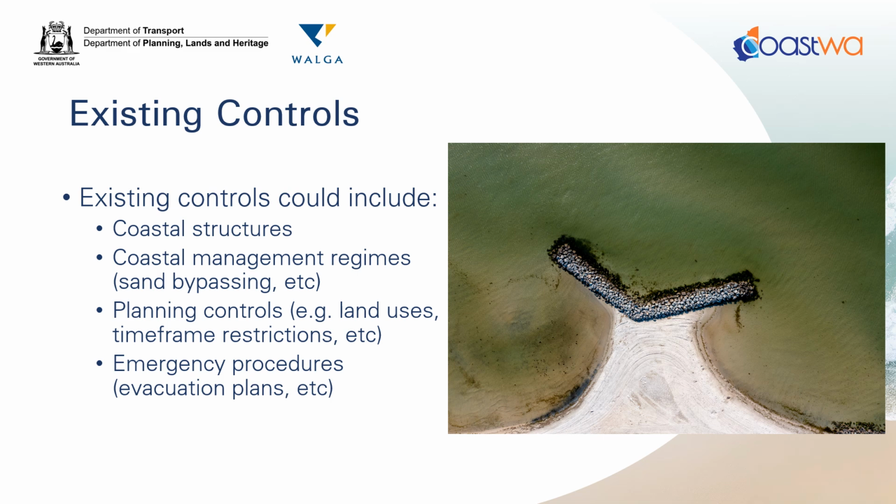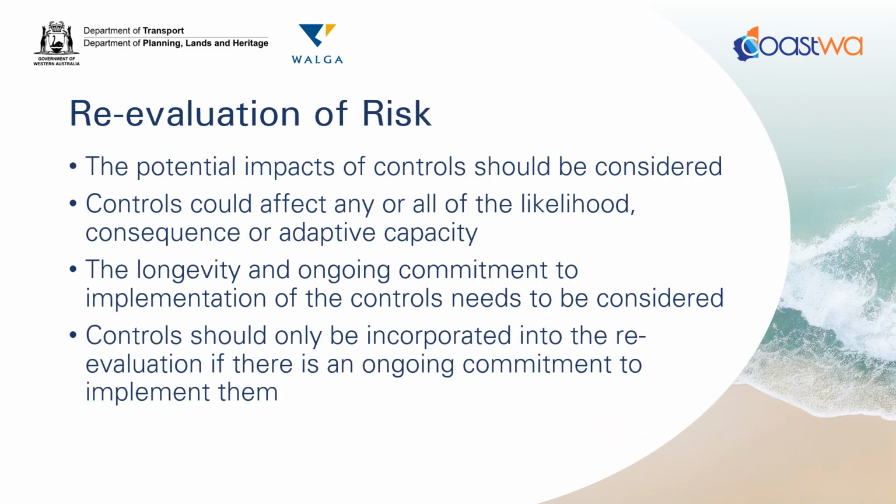You also have emergency procedures such as evacuation plans that can help to manage risk to life, and that can be a key component of the consequence, as we saw in the examples that we worked through. So when we've got our risk and our vulnerability and we're looking at the potential controls, we need to evaluate what the impact of those controls could be, because the controls could affect any or all of the likelihood, the consequence, or the adaptive capacity.